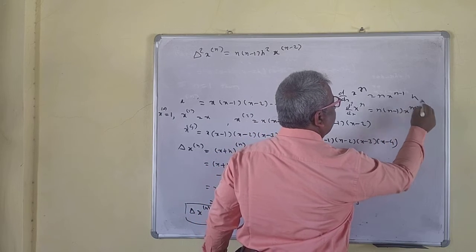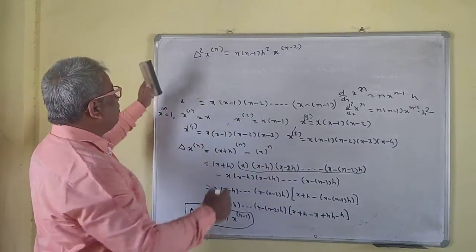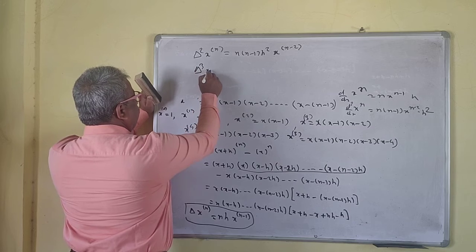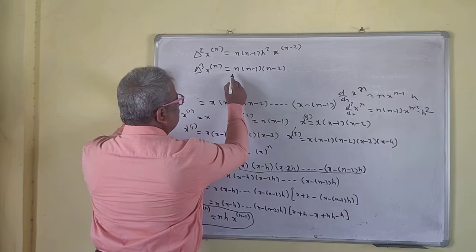And h is already there. And again we have to multiply with this. So it will be h square now. So see, h square, right? Similarly, del cube x to the power n is similar, n minus 1. Again these are the 3 products.